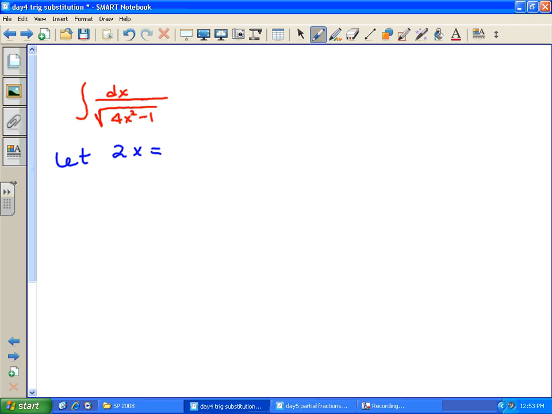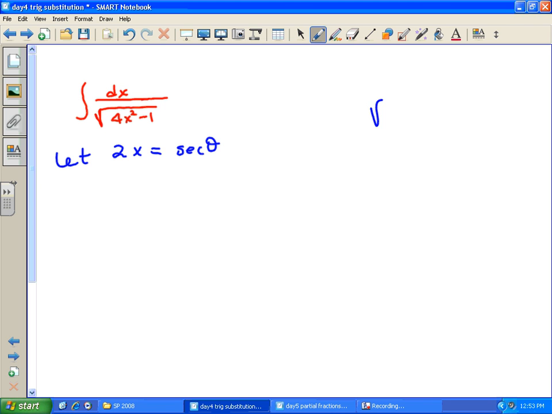Now, what would you use, secant, tangent, or sine in this case? Secant is the variable squared minus the number squared. A secant theta. And what is our a here? A is 1 because the square root of 1 is 1. So it's going to be just 1 secant theta. So the main difference is this 4x squared up here. And we're going to start by writing it as let 2x be equal to secant theta.